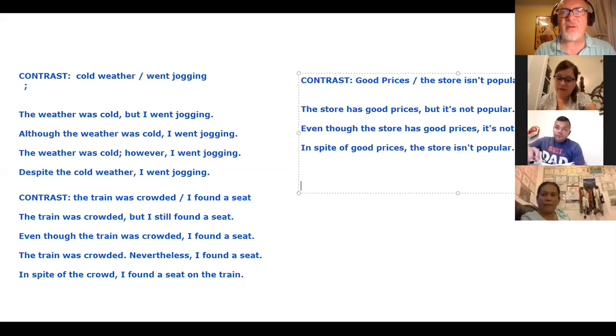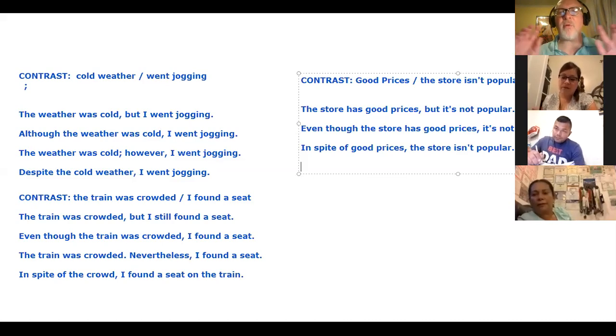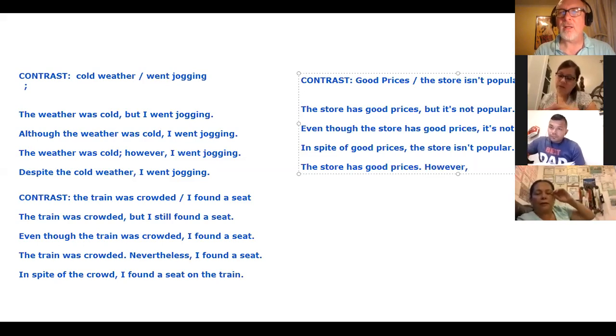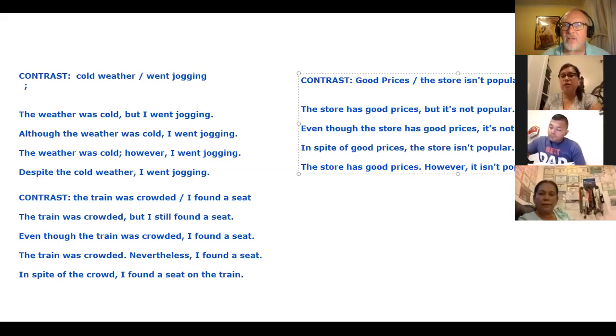All right. Let's try one more here. Last one. What about however? Now remember, everybody, we never begin with however. However is always in the middle. The store has good prices. However, the store isn't popular. The store has good prices. However, it isn't popular.